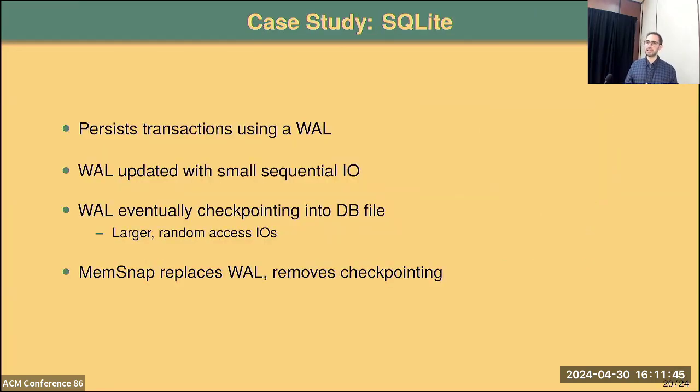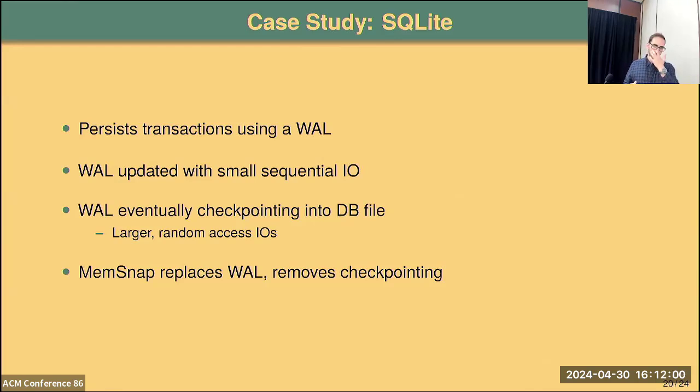SQLite has a rolling checkpoint persistence mechanism, very representative of databases. Each transaction is persisted by being written to a write-ahead log. This write-ahead log eventually becomes too large and must be flushed into the main database file so that it can be truncated.